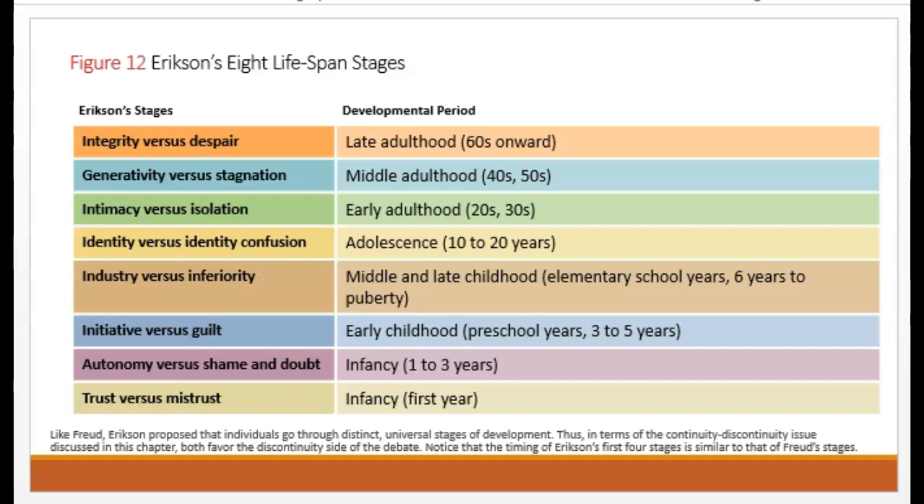The first stage is trust versus mistrust. Here, the social goal is for the infant to learn basic trust in people. If I'm hungry, will someone feed me? If I'm upset, will someone comfort me?